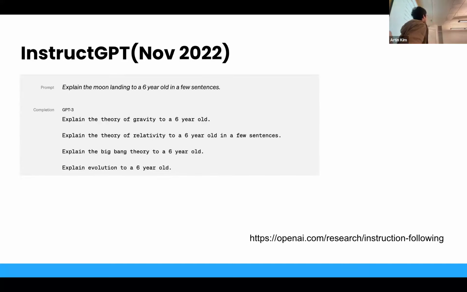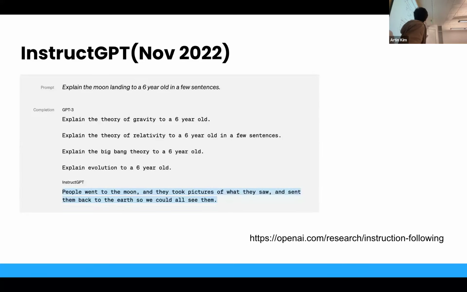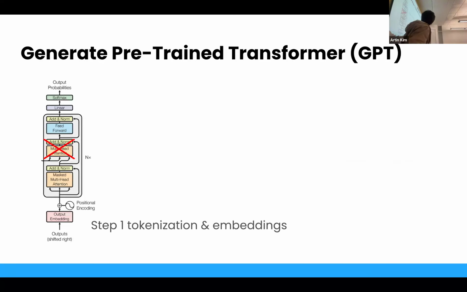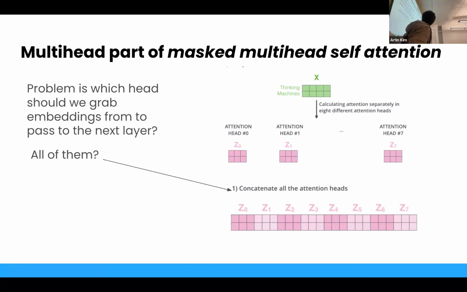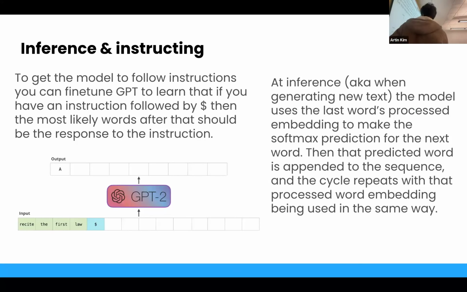So what you then want is for its objective to still be to predict the next word, but to predict it like this: when you say something like "recite the first law of robotics," it should then predict the next token. The next token should follow your request as a response. And that's pretty much, again, the objective.